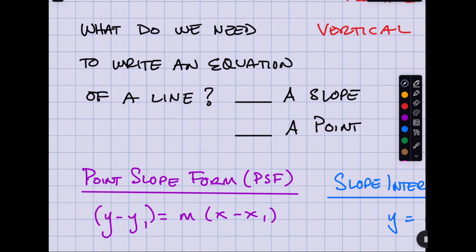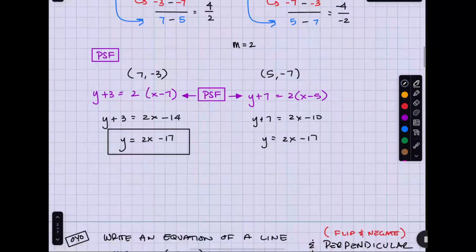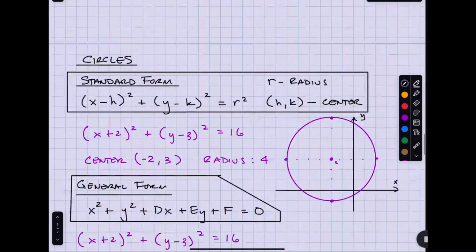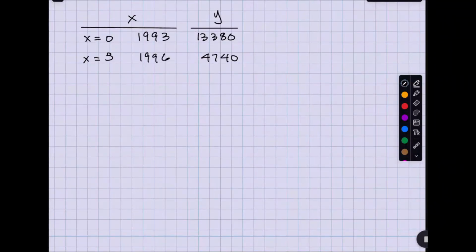Let me ask you this. In this problem, how many points do we have? We've got 2. Can you name me those points? 1993, 13,380 and 1996 and 4,740. It says x equals 0. It tells you what x is.